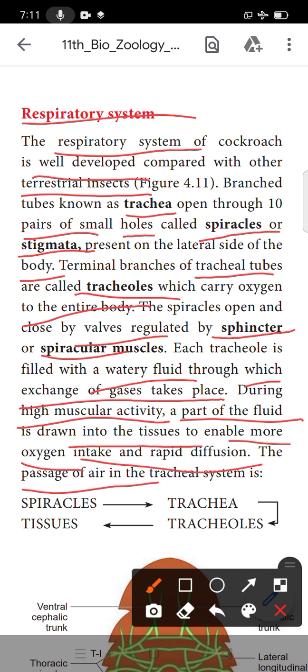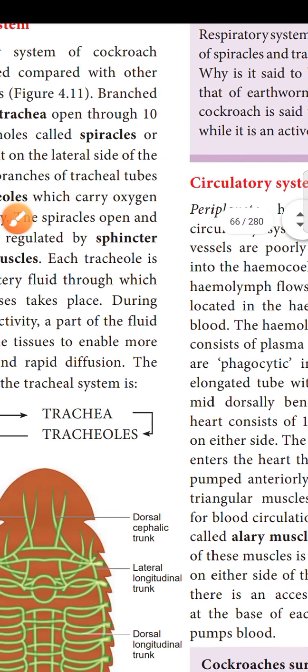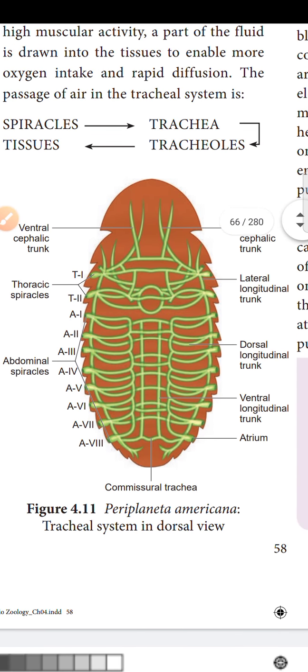The passage of air in the tracheal system: the spiracles give to the trachea, and the trachea gives to the tracheoles and the tissue. Okay, the spiracles into the trachea, trachea through the tracheoles, tracheoles through the tissue. So this is the respiratory system of the cockroach.